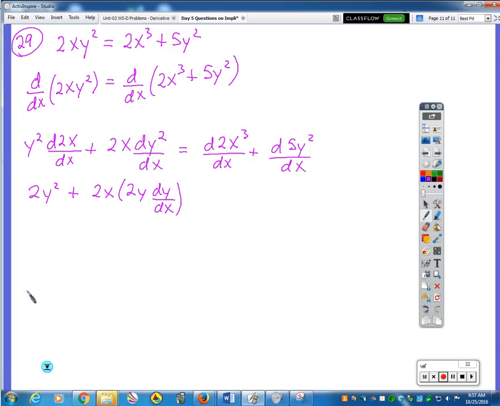Hey, one second, hold please. Please don't step in this trap. Look right here. It's very common to say that this derivative becomes just 2y. It's 2y dy dx. Don't miss that.